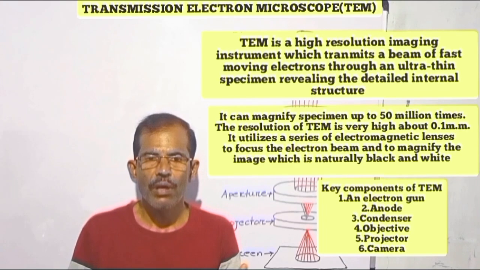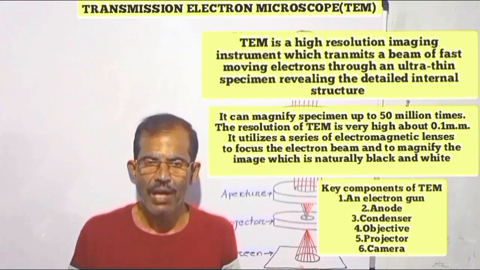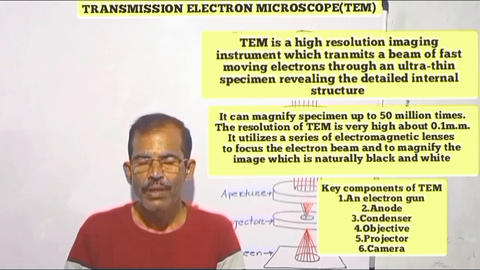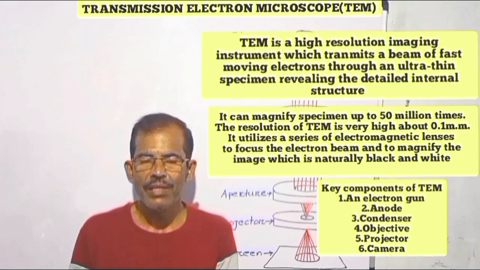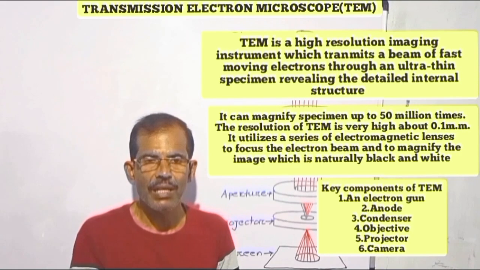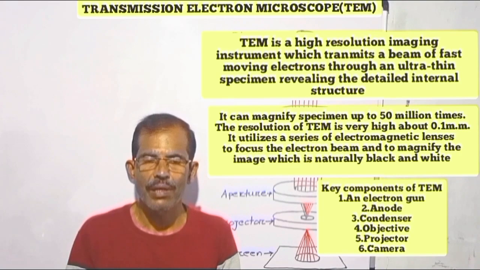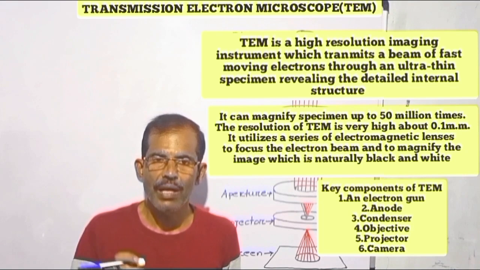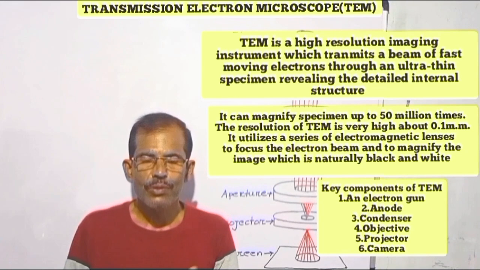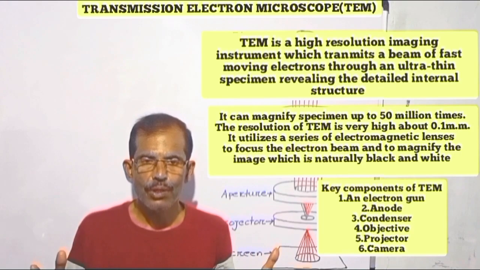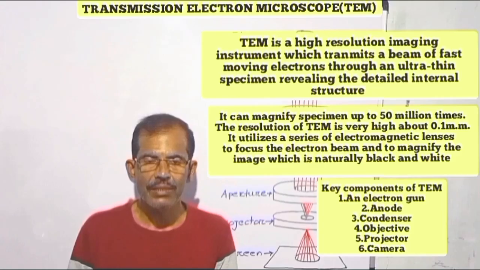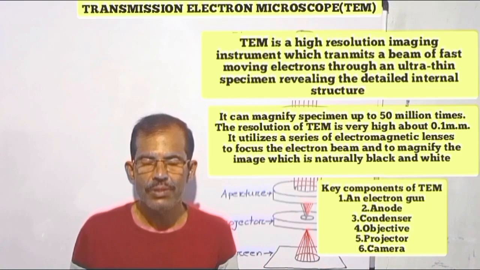The principle of TEM is very similar to that of a traditional bright field light microscope. In both of them, radiation is transmitted through the specimen, forming a detailed two-dimensional magnified image. In addition, both of them use lenses to focus the radiation and to magnify the image.